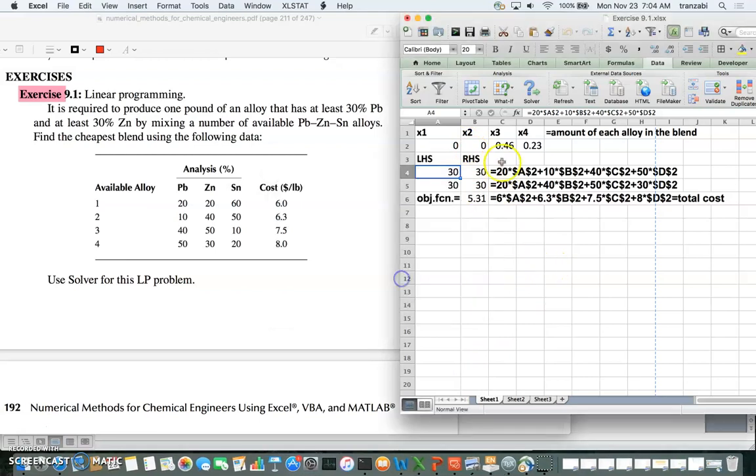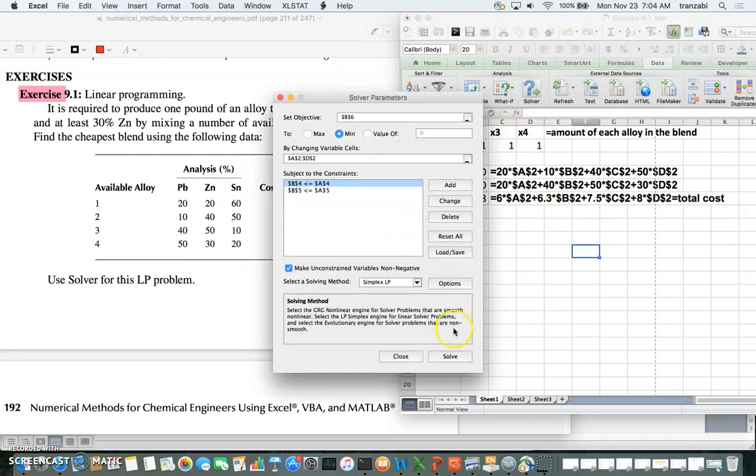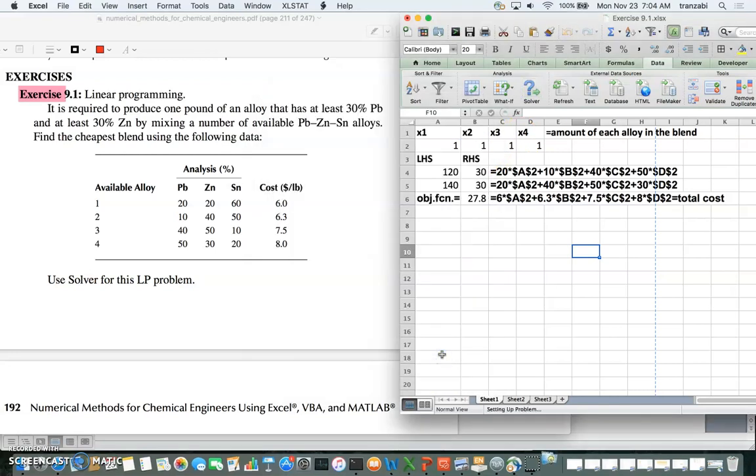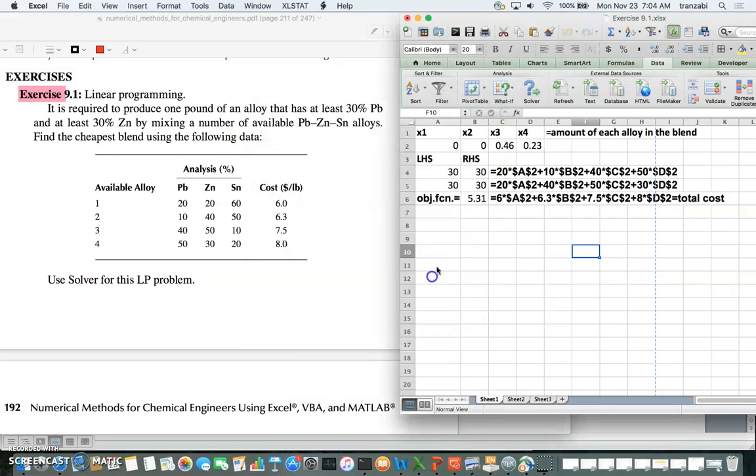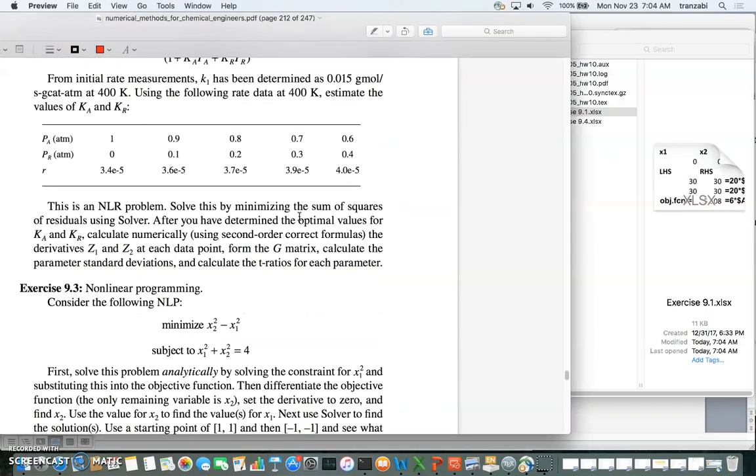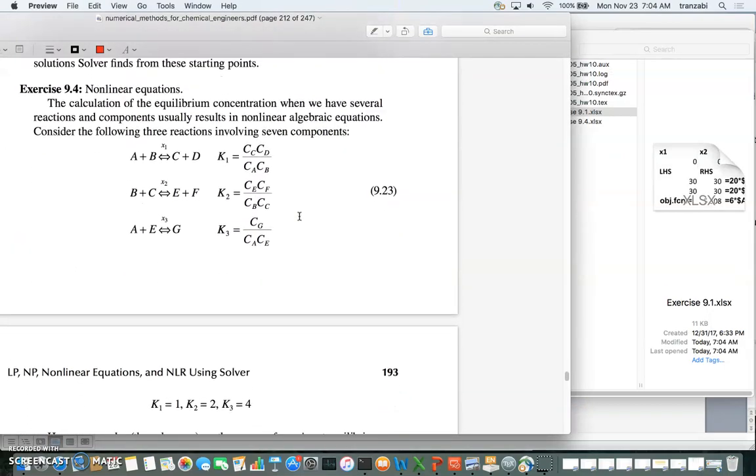Actually, let me cancel this. Let me initialize everything by just 1, 1, 1, 1. I'm going to go to solver and solve it. There you go. So that's the solution. Okay, so hopefully this is useful. Next problem we're going to look at, let me save this, is 9.4. Okay, so let's move on to 9.4.